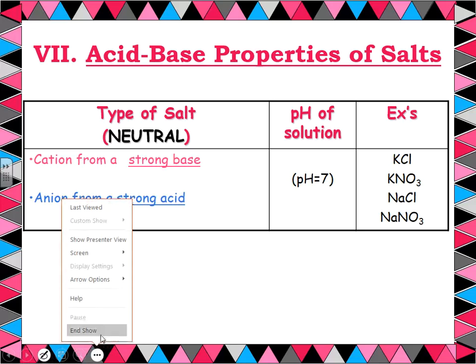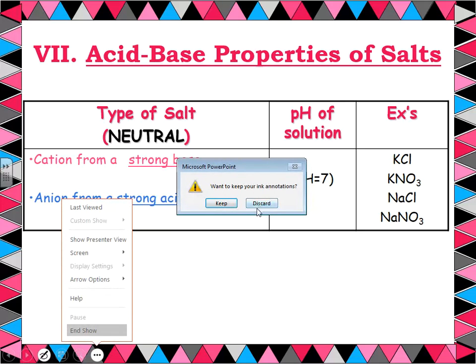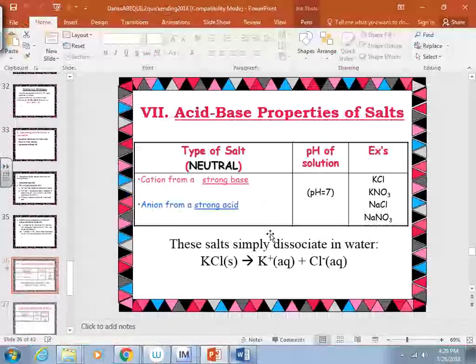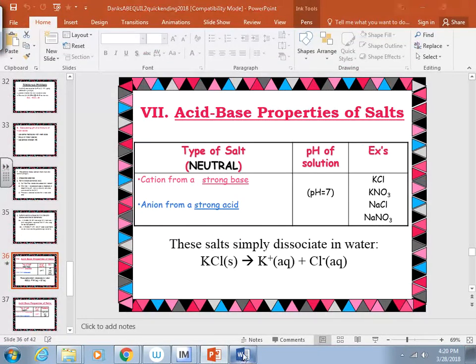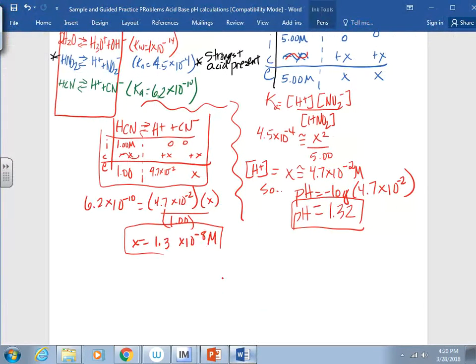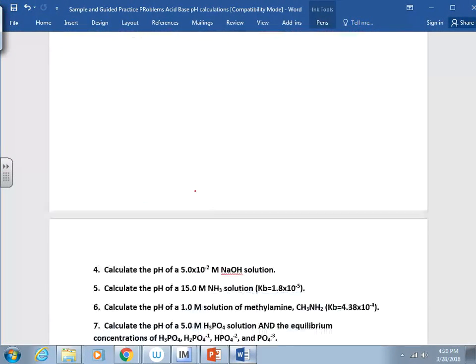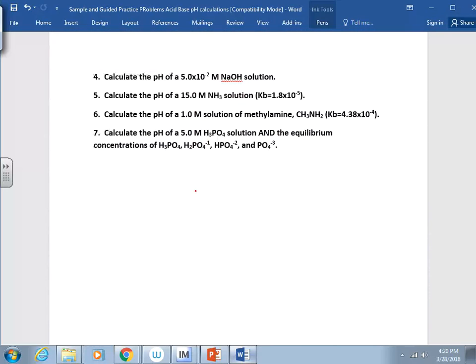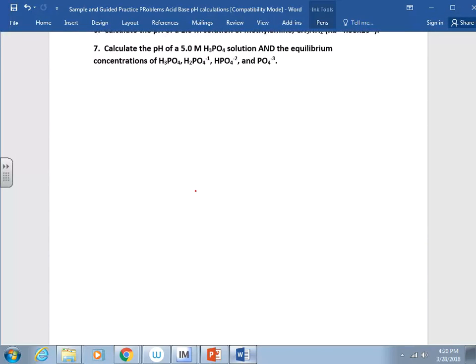So I'm going to switch over to the problems that we've been using in class. I'm going to come on down to problem number 7, and this is the guided and practice problems worksheet that we've been using in class.